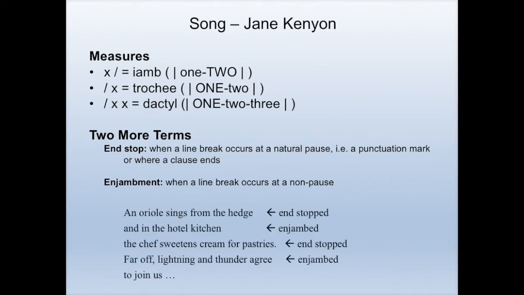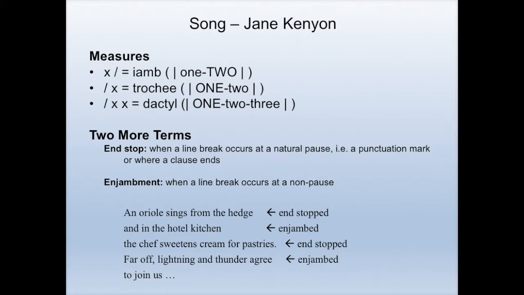So from the Jane Kenyon poem Song, here are some examples. An oriole sings from the hedge. That's a natural pause. You can see that the word and, which is a coordinated conjunction, follows. An oriole sings from the hedge, and in the hotel kitchen the chef sweetens cream for pastries. Kitchen is an enjambed line because that's not a natural clause boundary or pause. Pastries is an end-stop line. It's easy to see because there's a punctuation there.